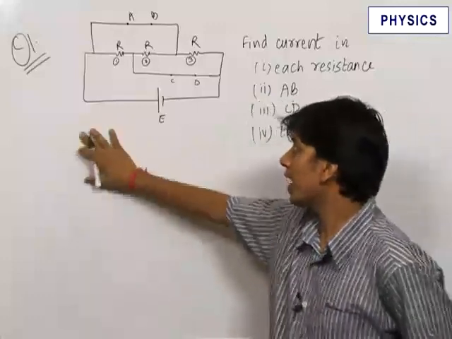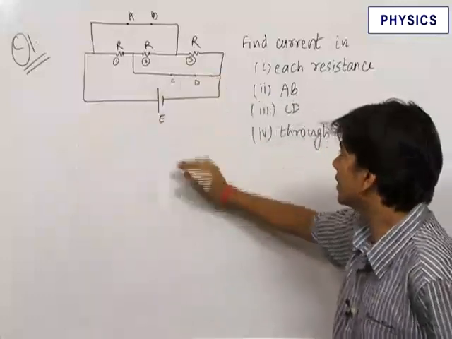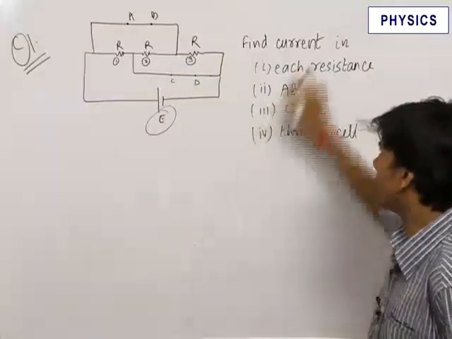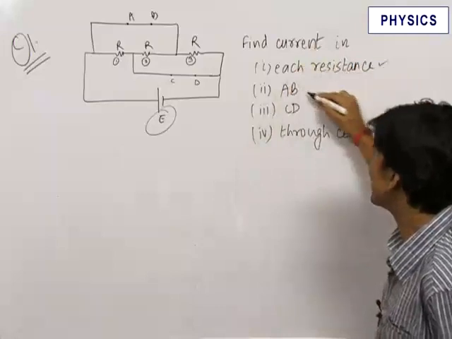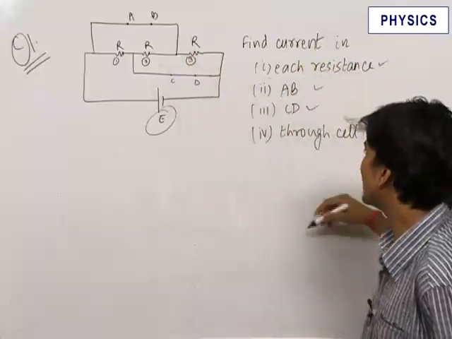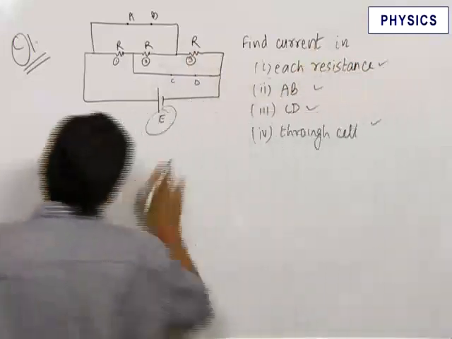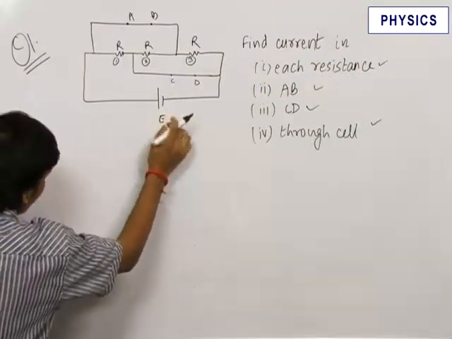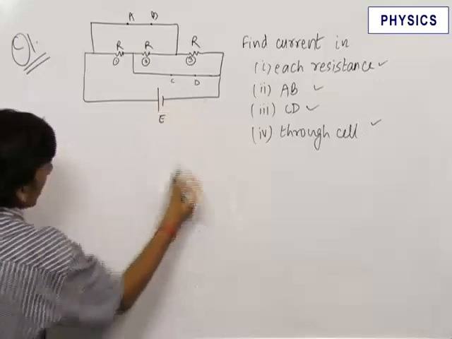So in the first question, we have been given a circuit. This is a cell of EMF E and there are resistances given as shown. We need to find out currents in each of the resistances, the wire AB, the wire CD and through the cell. For solving this question, the first thing you should do in such type of questions is mark the voltage.